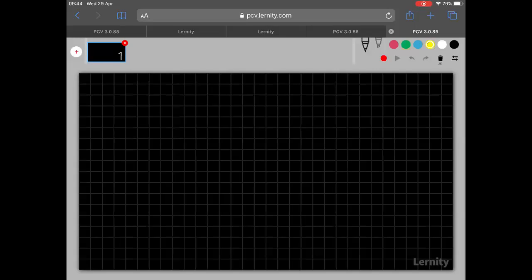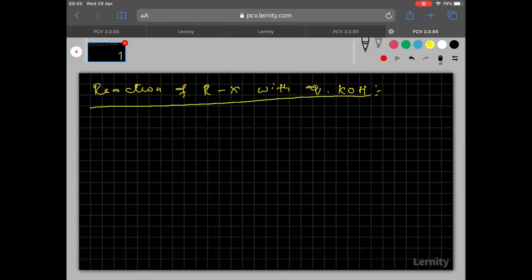Followed everyone? Now, let me enter into the next chemical property. So, see clearly. Reaction of RX with aqueous KOH. Reaction of RX with aqueous KOH. This is the next chemical property. So please put the heading.